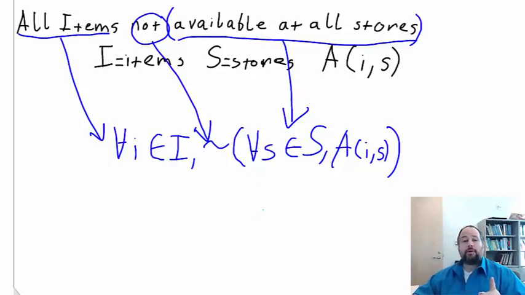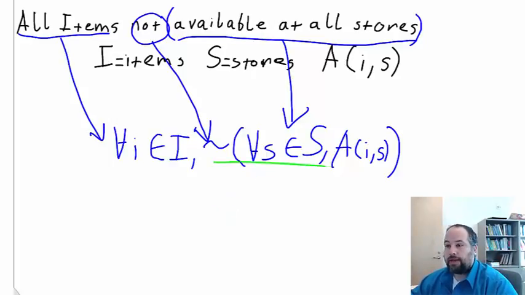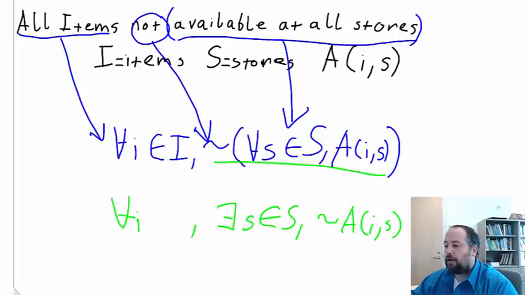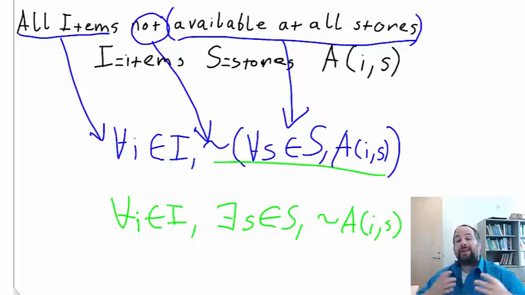All right? Now remember, according to our theorem 2, when we negate a universal quantifier, what we get is the existential quantifier and the function being not true. So once we negate this, we get there exists stores inside of set S such that the function A of I, S is not true. And then the universal quantifier on our items set is unchanged. So in English, that is saying for every item on the flyer, there's at least one store where you can't get it. Probably not what they intended.